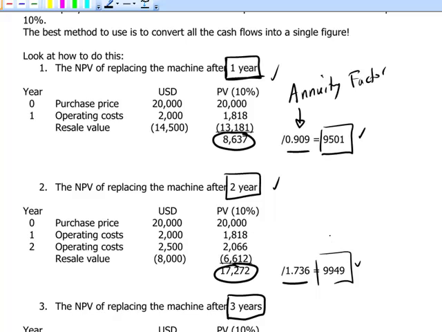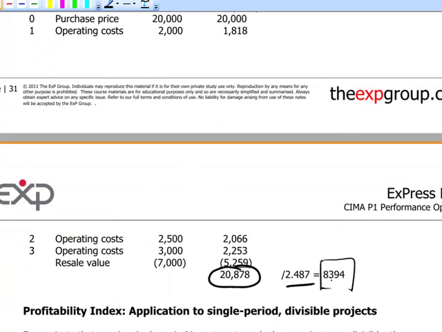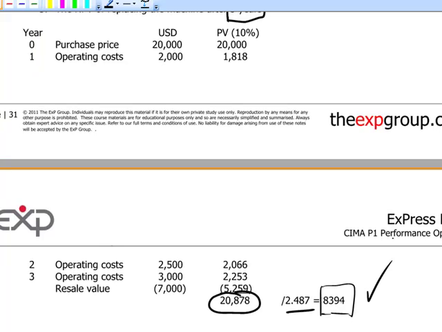because 9,949 represents an equal annual cost into perpetuity of the 2-year scenario. So these two can be compared with each other, as can the third scenario, which is 8,394. This, in fact, becomes the least cost to the company of the 3 scenarios, and therefore the most financially advantageous cycle in which to replace the equipment is on a 3-year basis.